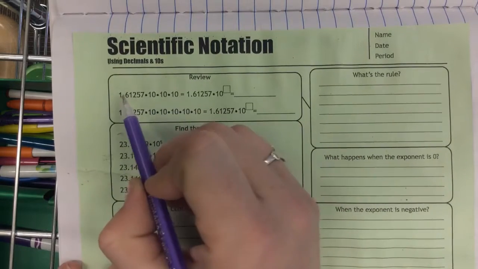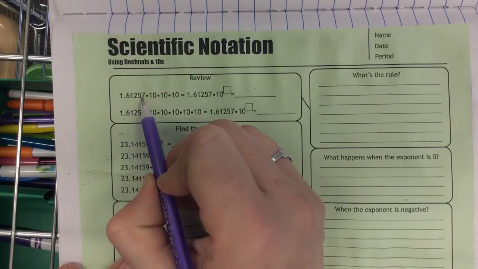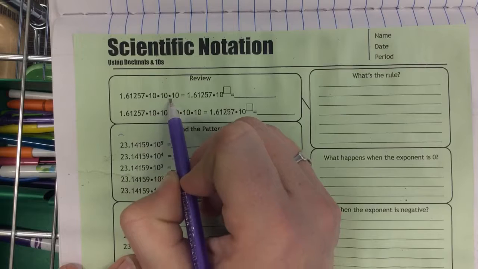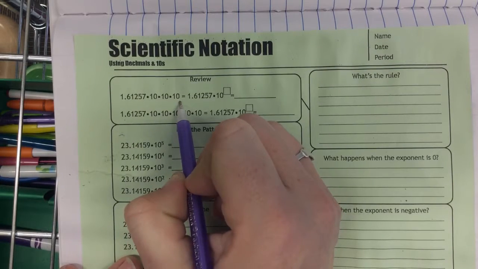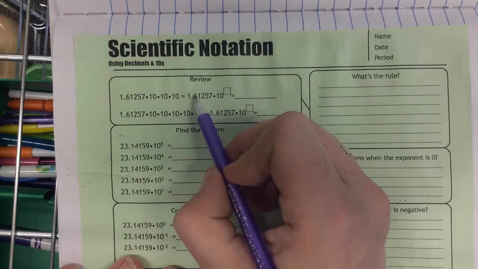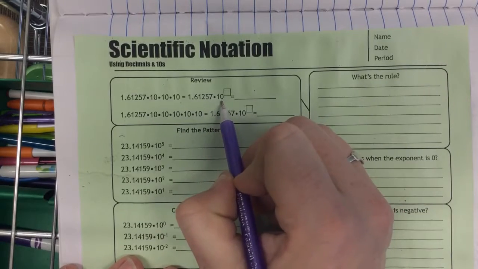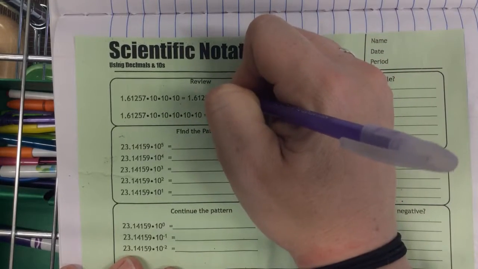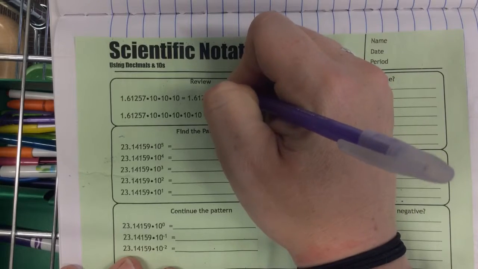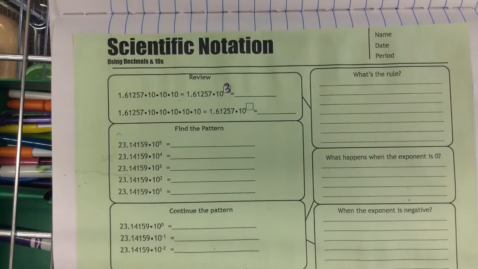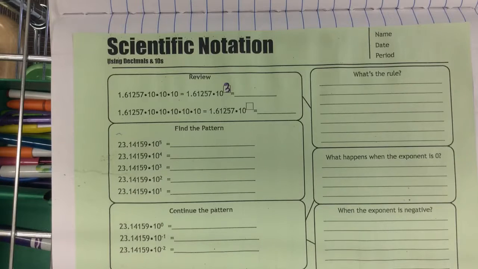What does 1.61257 times 10 times 10 times 10, that's the same thing as 1.61257 times 10 to the third. Because there are 3 tens, right? 10 times 10 times 10. 10 three times is 10 to the third.